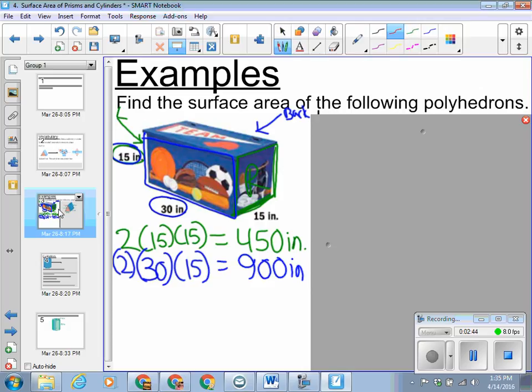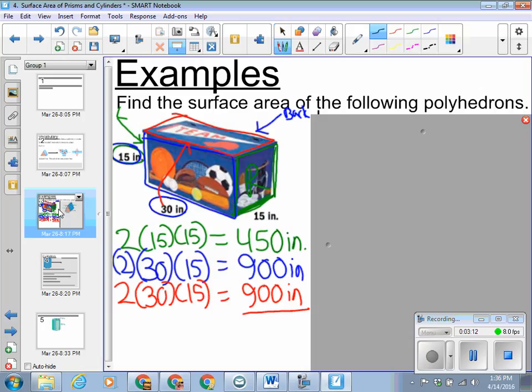Finally, we have our top and our bottom. Okay, we know that this 30 going across is the same as down here. So we have 30, and then this part we know is 15. Okay, it's the same as this. So again, we've got 2 of 30 by 15, same as the front and back dimensions. And again, we have 900. We add these all up for a total surface area of 2,250 inches. I'm sorry, square inches. Okay, you're dealing with area.